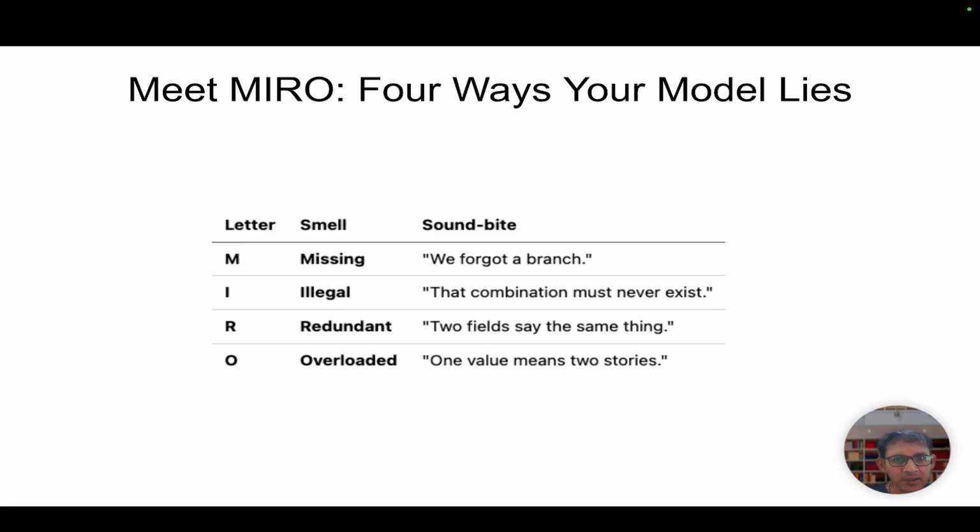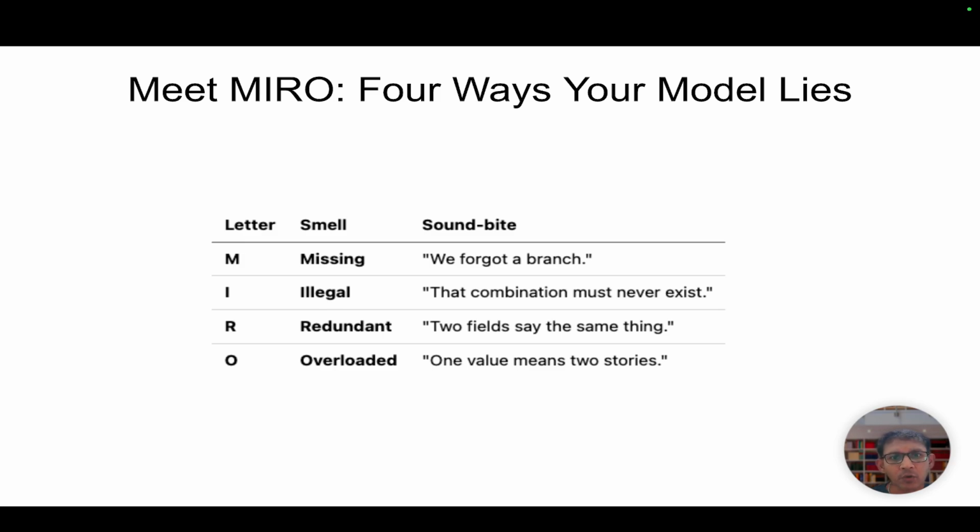I stands for illegal state. The soundbite here is that combination must never exist. This occurs when your data structure allows combinations that violate your business rules. R stands for redundant state. The soundbite is two fields say the same thing. This happens when you have multiple pieces of data that encode the same information, creating opportunities for inconsistencies.